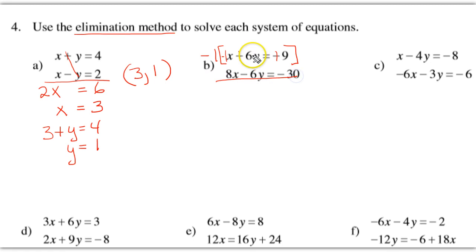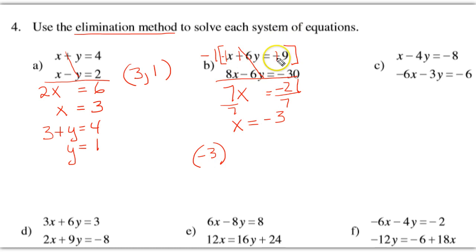Notice what I've done. I've made it so one of the terms will cancel out. So now when I add a negative 1x and a positive 8x, I get 7x. These canceled out, and now a positive 9 and a negative 30 gives me a negative 21. I'm going to divide both sides by 7, and I get x equals a negative 3. So I have one of my terms now.